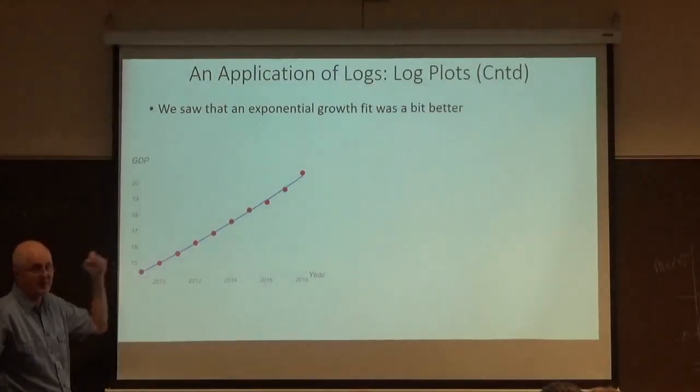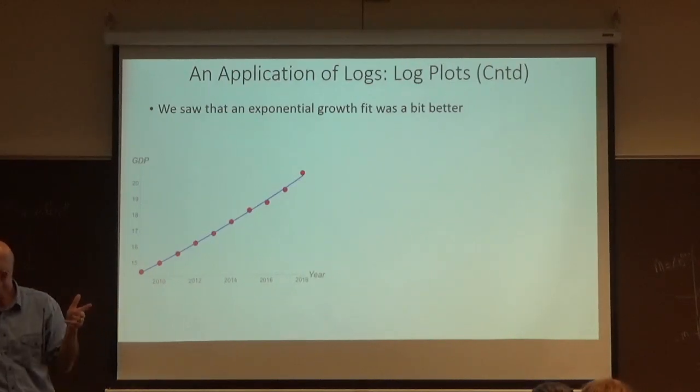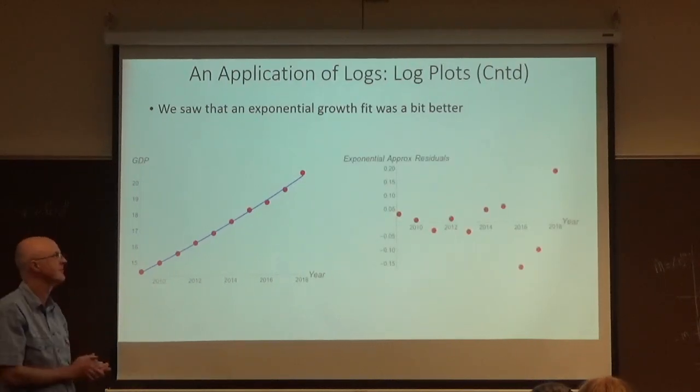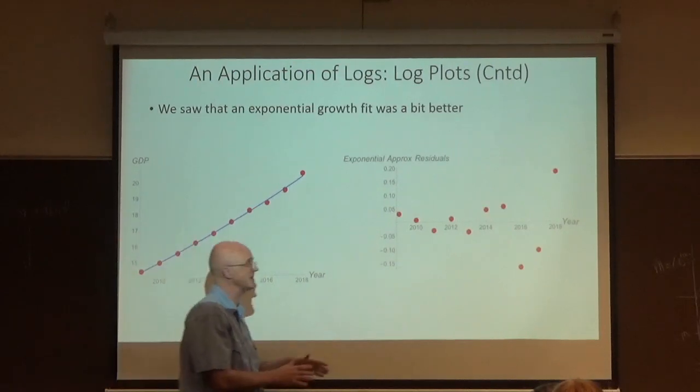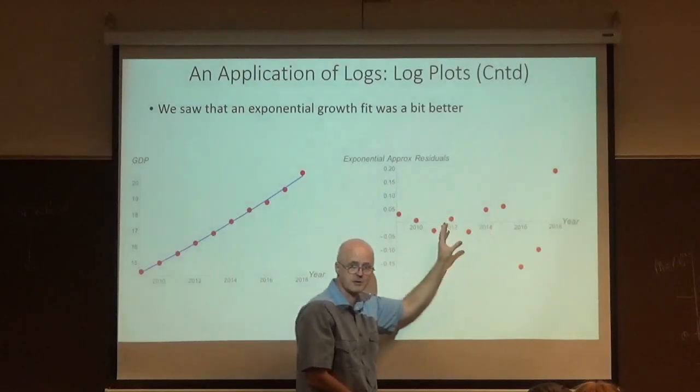Then we saw that in exponential growth it was better. That blue curve is a curve. It's not a straight line anymore. It is an exponential growth function. And it does better because the residuals are more random. Though I did mention that it's sort of doing worse over here in later years compared to earlier years.